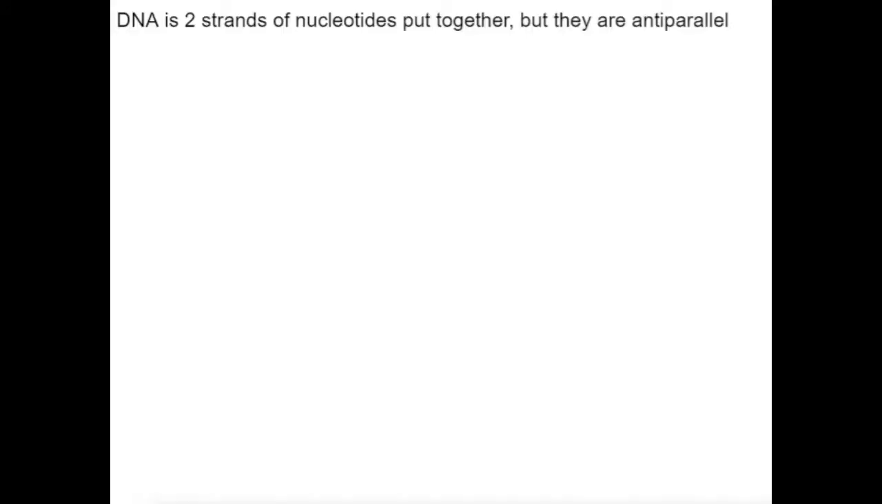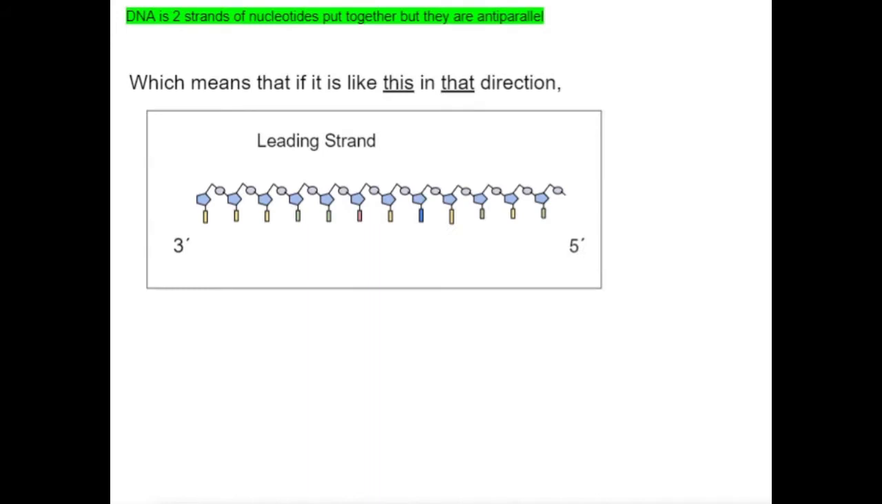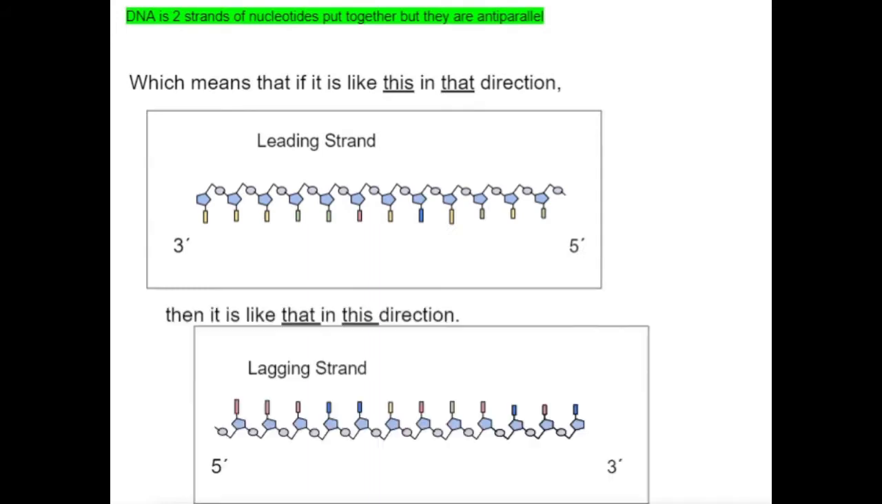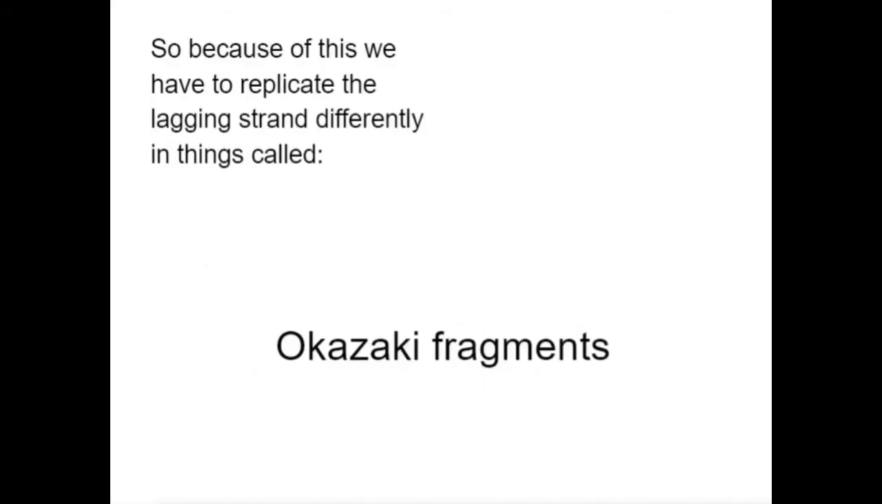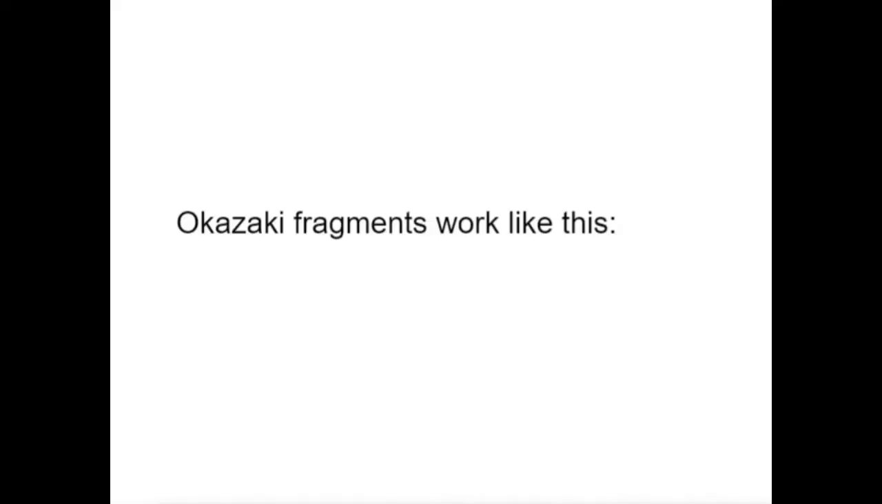And if you remember, I said that DNA is two strands of nucleotides put together, but they're anti-parallel, which means that if it's like this in that direction, it'll be like that in this direction, because that's what anti-parallel means. So because of this, we have to replicate the lagging strand differently, in things called Okazaki fragments, which sounds Japanese and I like it.